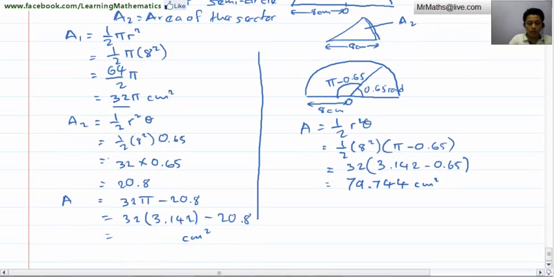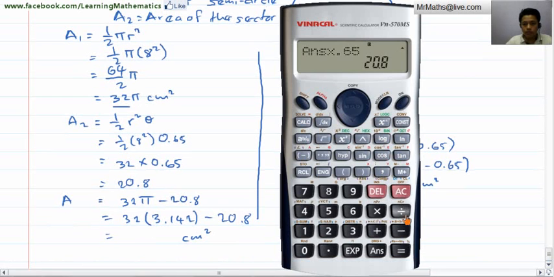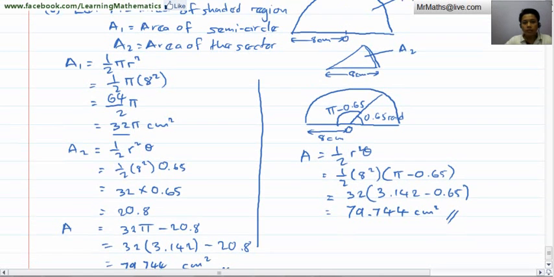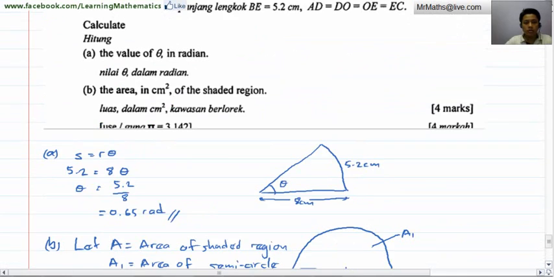Okay, then 32 pi. Let's do that with my calculator. 32 times 3.142, which is this, and then minus 20.8, 79.744. Okay, it's the same answer. Good that I checked the other way. Two methods. We can use either of these two methods as long as we get the right answer. So what's the question for? Oh, is that all? Yeah, that's all.